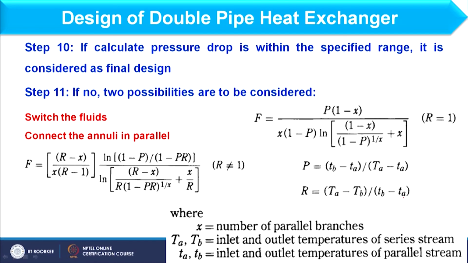Next, we have to connect the annuli in parallel. Once I am considering the parallel connection, we have to consider the FT correction factor according to the R value. So, if you are finding R equal to 1 or not equal to 1, you can choose the FT correction factor accordingly, and then you can consider the LMTD also. In this way we can complete the design of the double pipe heat exchanger.